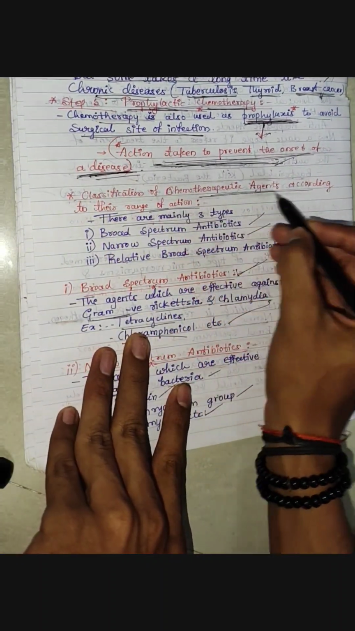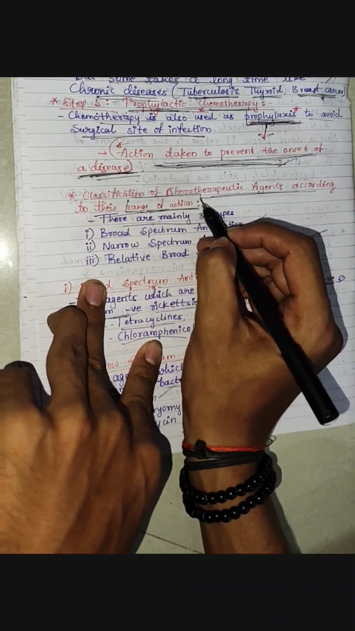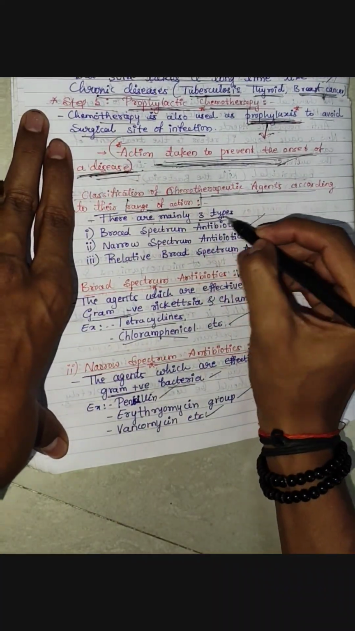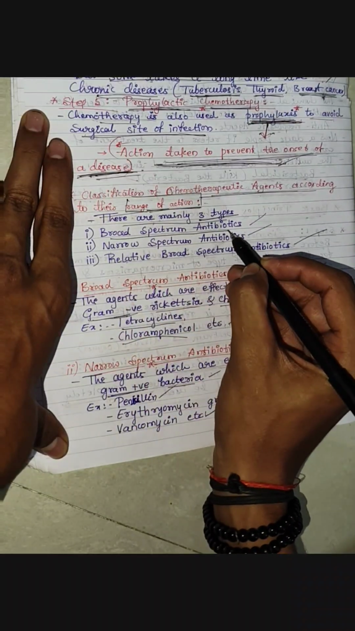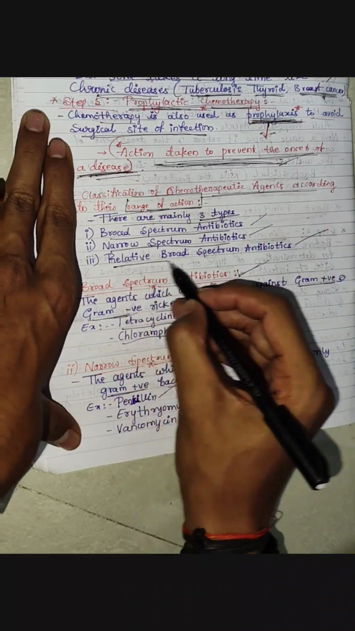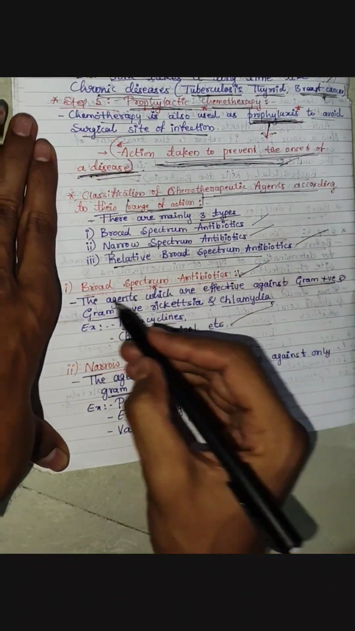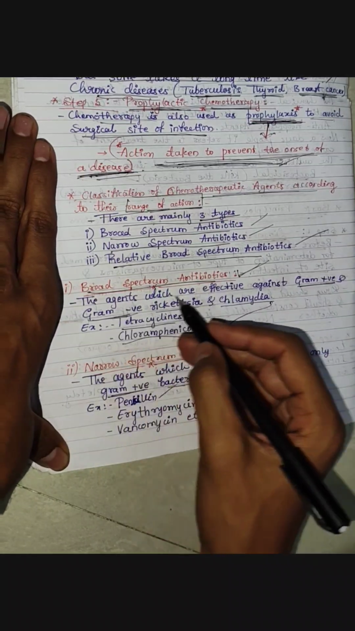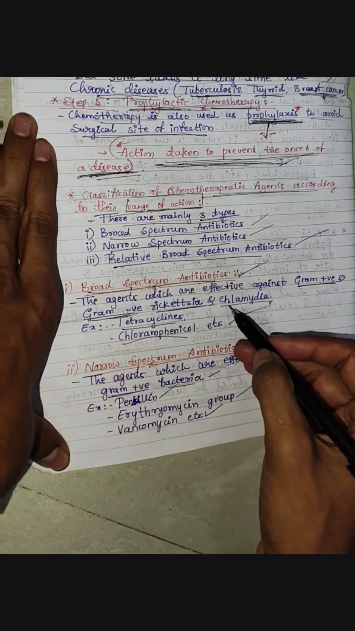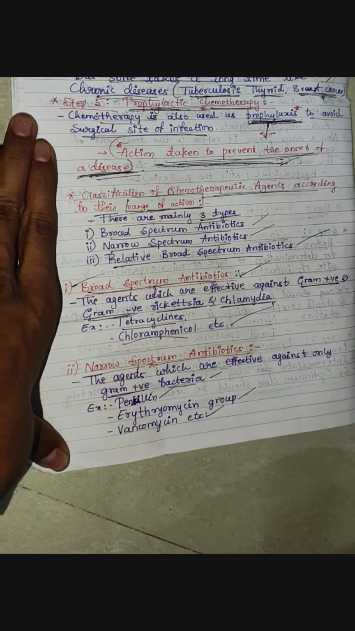Now the classification of chemotherapeutic agents according to their range of action, how much they will act on our body. There are mainly 3 types: broad spectrum antibiotics, narrow spectrum antibiotics, and relative broad spectrum antibiotics. First, broad spectrum antibiotics: the agents which are effective against gram positive and gram negative bacteria, rickettsia and chlamydia are called broad spectrum antibiotics.